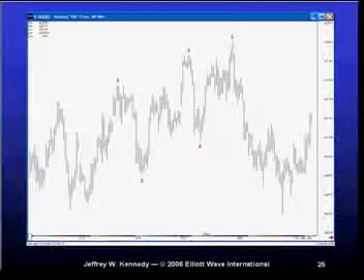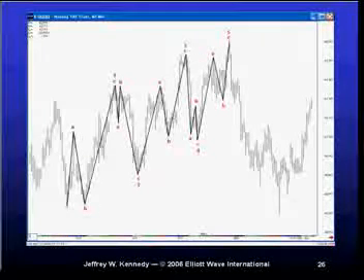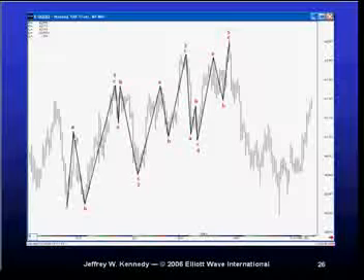Okay, in this instance here, we have a diagonal triangle, and as you can see, it clearly has 5 definable waves. And as you can see in this slide, each wave subdivides into 3 smaller waves, thereby defining this structure as indeed a diagonal triangle.